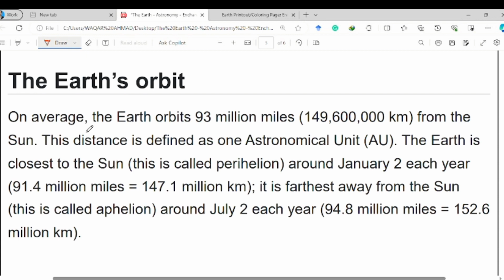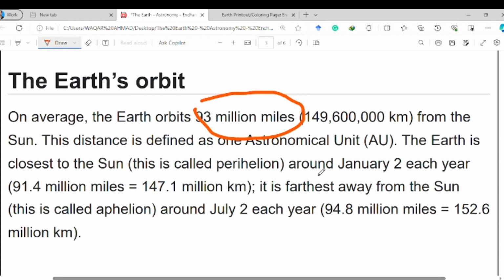Another property of the Earth is its orbit. On average, the Earth's orbit is 93 million miles from the Sun. This is a huge distance, and it is defined as one astronomical unit. When the Earth is closest to the Sun, this is called perihelion.